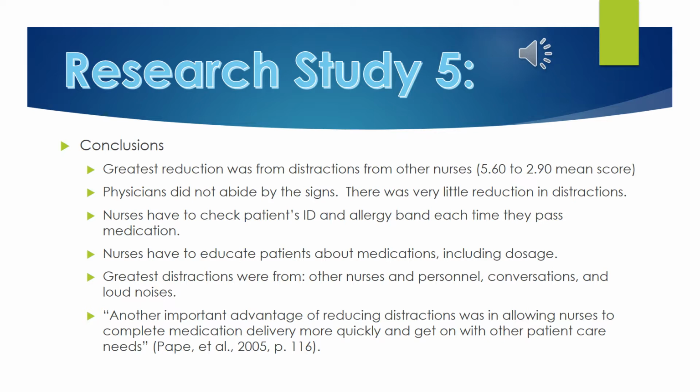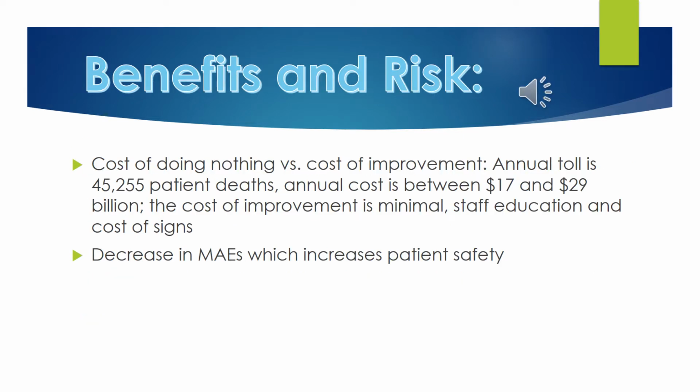Another important advantage of reducing distractions was allowing nurses to complete medication delivery more quickly and get on with other patient care needs. The benefits and risks of our study are the cost of doing nothing versus the cost of improvement. The annual toll is 45,255 patient deaths. The annual cost is between 17 and 29 billion. The cost of improvement is minimal: staff education and cost of signs. A benefit would be that it would decrease medication errors, which increases patient safety.